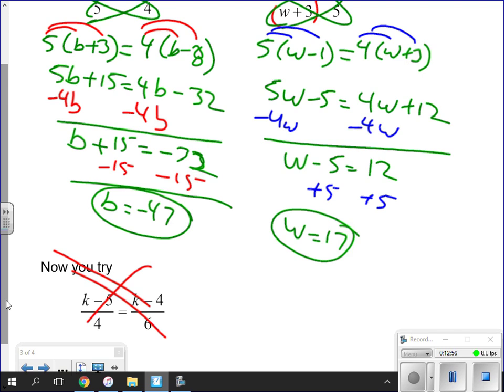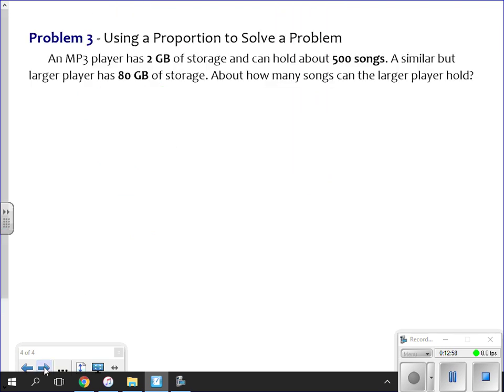Okay, now we get to the fun one. Woohoo! Word problems. Okay, this is the problem that will be just like the one on your skills test coming up later this week.